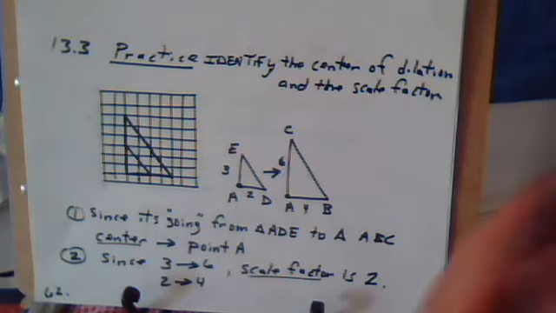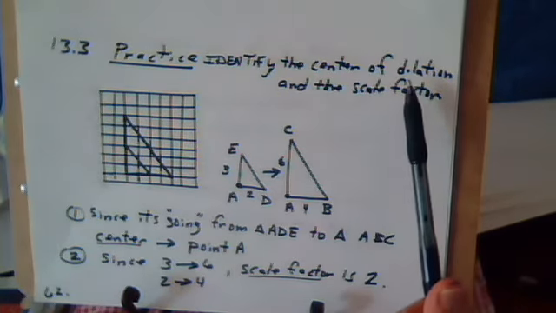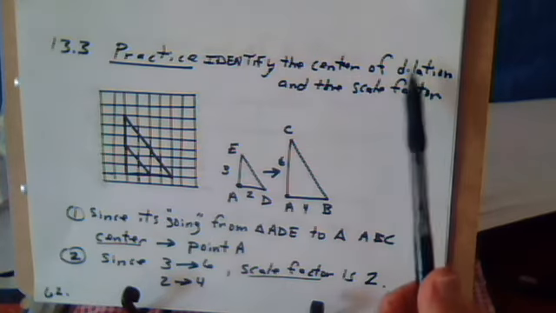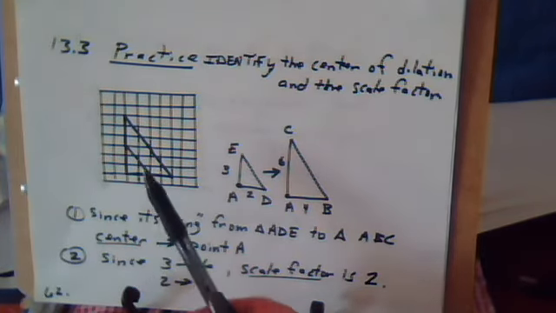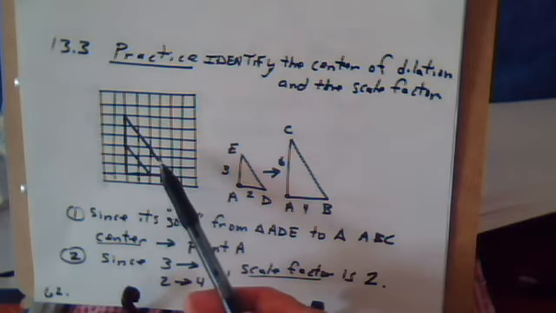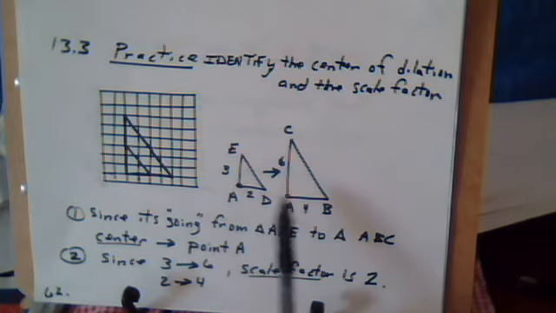More practice. Right here, they want us to identify the center of dilation and the scale factor. So identifying the center of dilation is like asking, towards or away from which point is the figure moving? Well, they told us in the problem that the little triangle is becoming the big one. So this point here, the one that we're calling point A, is the center of dilation.